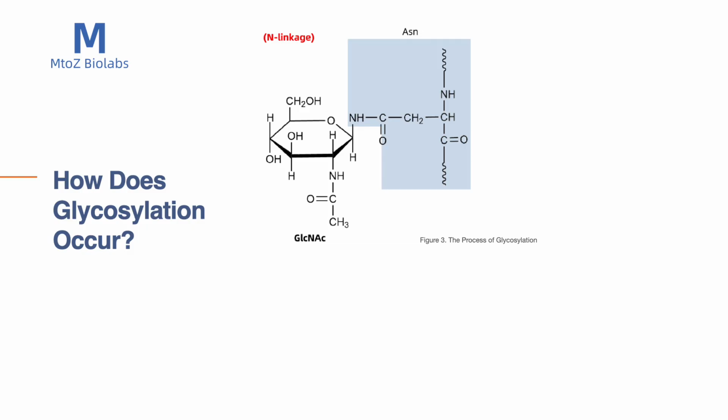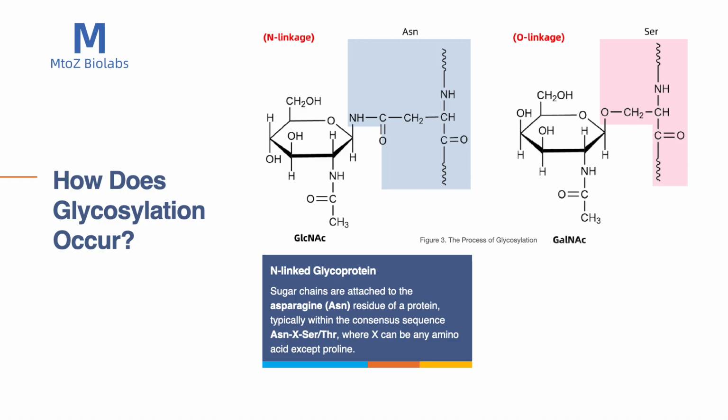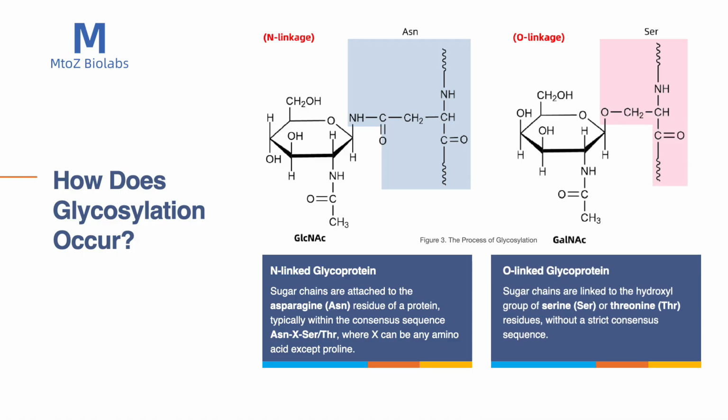N-linked glycosylation typically occurs at asparagine residues within a specific sequence. These sequences follow a defined pattern. Right next to the asparagine is an arbitrary amino acid except proline, commonly referred to as X, and right next to the arbitrary amino acid is a serine or threonine. O-linked glycosylation takes place at serine or threonine residues and does not require a defined sequence for recognition.